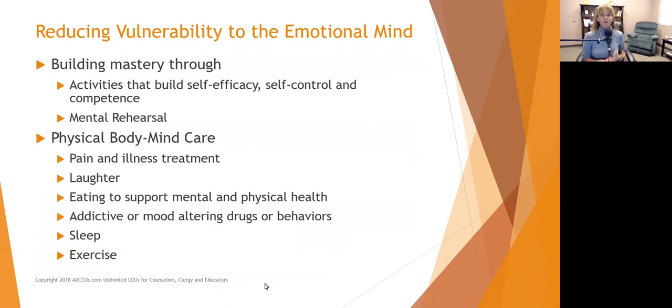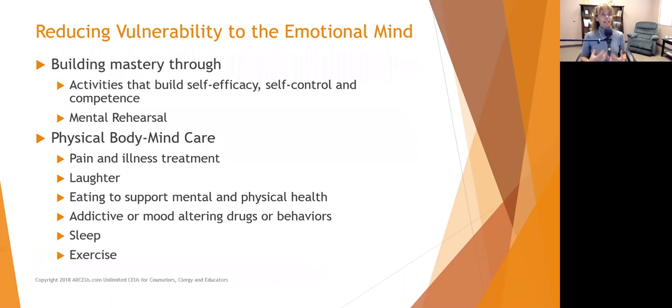Build mastery through activities that build self-efficacy, self-control, and competence. So encourage clients to start developing a sense of control over their environment and a sense of self-esteem and self-pride. Yeah, they're not going to be perfect at everything. They're probably not going to be perfect at anything. I don't know really anybody who's perfect at anything. There are people who are really good at things, but none of us is probably perfect. So encouraging them to work on some of those self-esteem building activities and developing a sense of control over their environment as well as their emotions can help them feel a lot more confident.